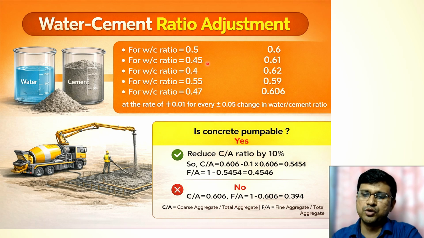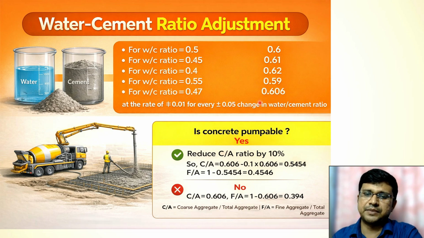Again, water cement ratio less means water is less. And we know that for a particular particle, if particle is finer, surface area will be more. And if surface area is more, more water is required to wet the surface. Now, if we have less amount of water in our hand, then we have to decrease the surface area. And decreasing the surface area means increasing the particle size. So when we have less amount of water, we have to increase the coarse aggregate percentage. And when we have more amount of water cement ratio, we have to decrease the coarse aggregate percentage. So this is the simple logic.